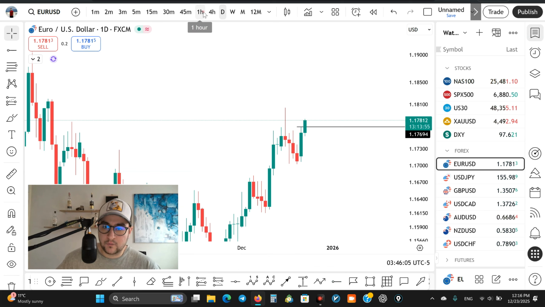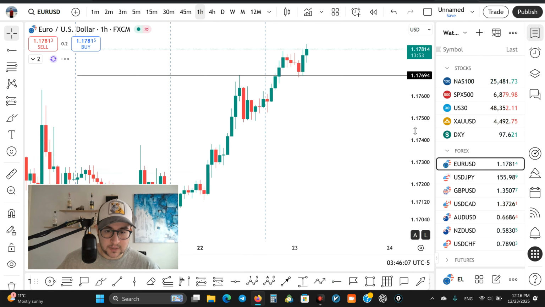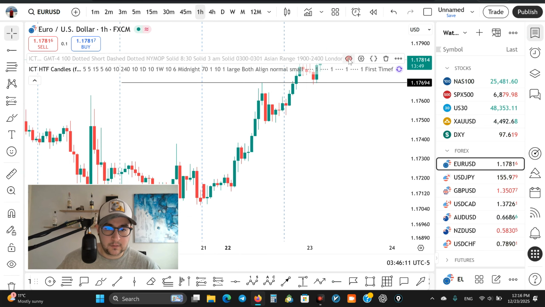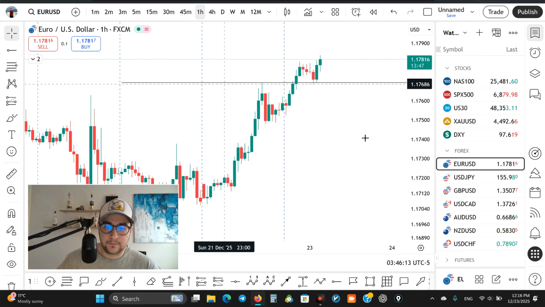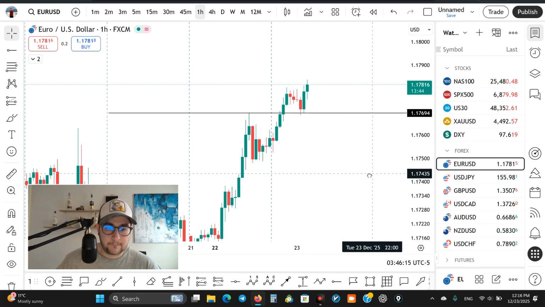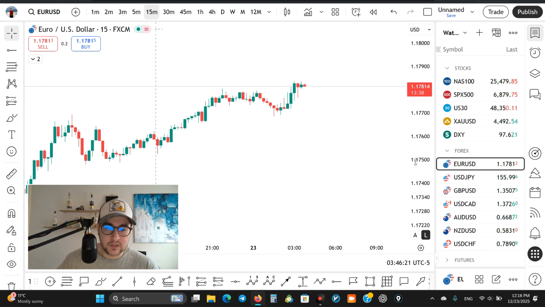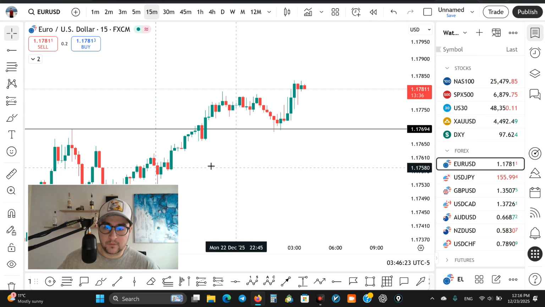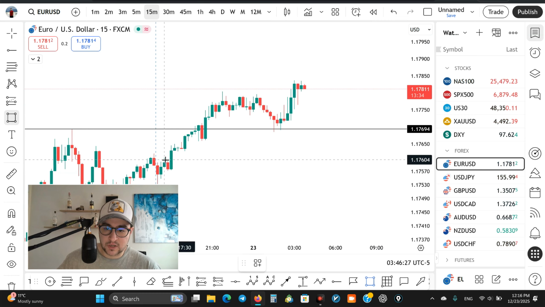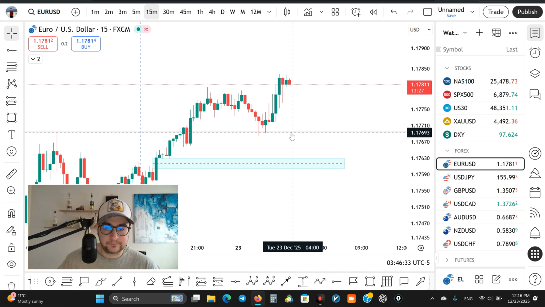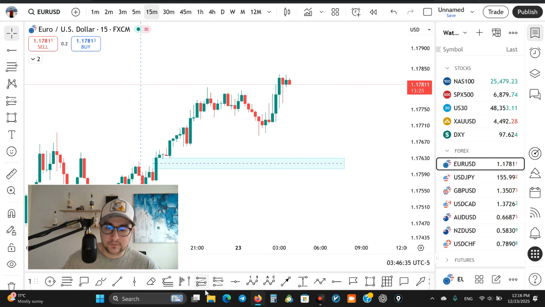In the 1 hour time frame, we should go and select the key levels and FVGs. In the 1 hour time frame, we don't have any good and clear FVGs. In the 15 minutes time frame, we don't have any FVGs either. One FVG is here, is important for us, and after that this liquidity here is important for us.